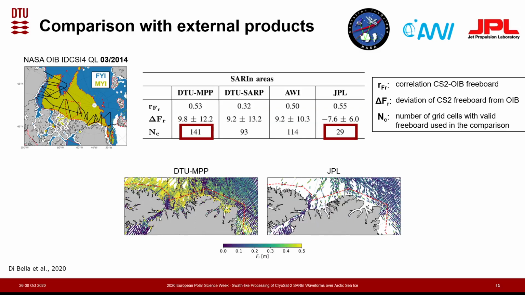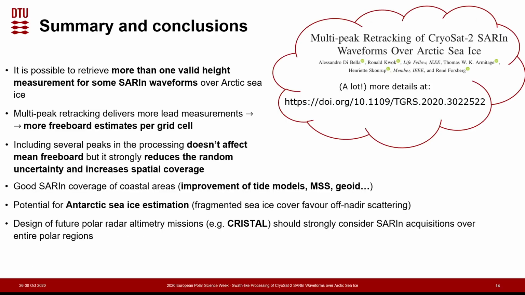Finally, DTU MPP has an almost 5 times larger coverage than the JPL product in the study area, and you can see an example of the density of freeboard estimates north of Greenland and Ellesmere Island in the figure at the bottom of the slide.